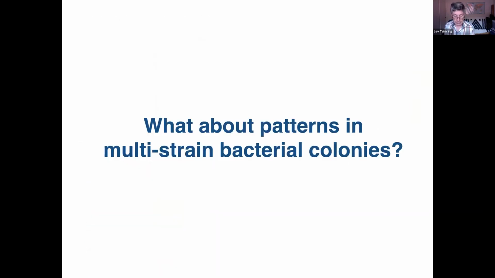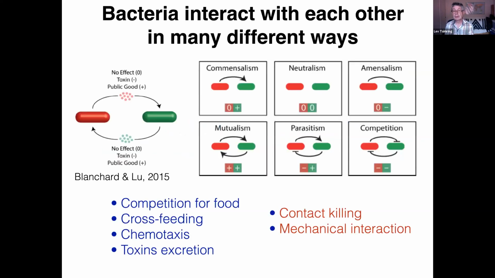So the question is, what happens when you have multicultural, multi-strain bacterial colonies? What kind of dynamics can you expect there? You can expect very complex and very rich dynamics, because there are lots of things going on between different strains. In many cases, they don't like each other. In other cases, they actually like each other or depend on each other.